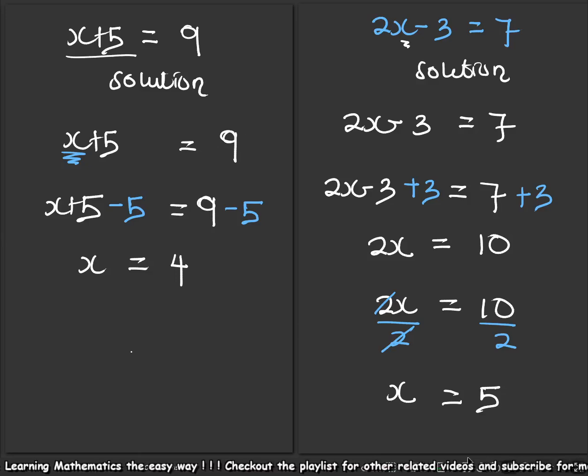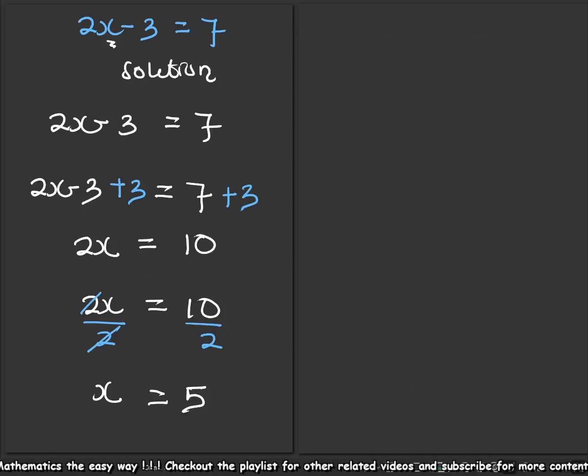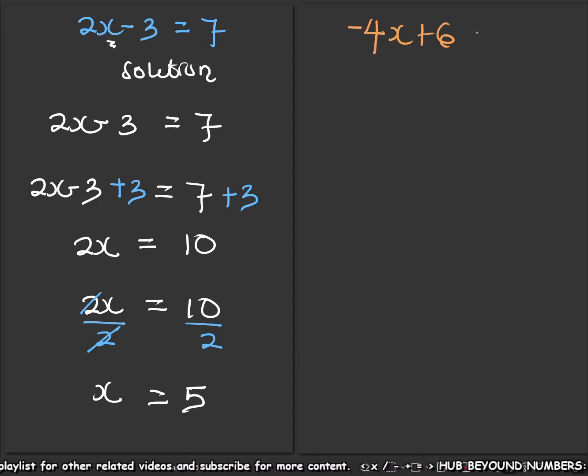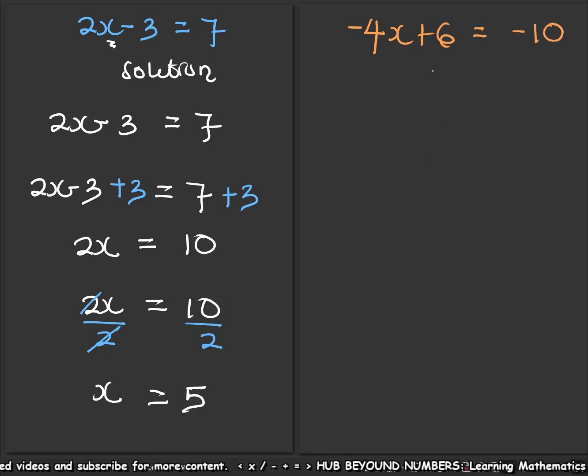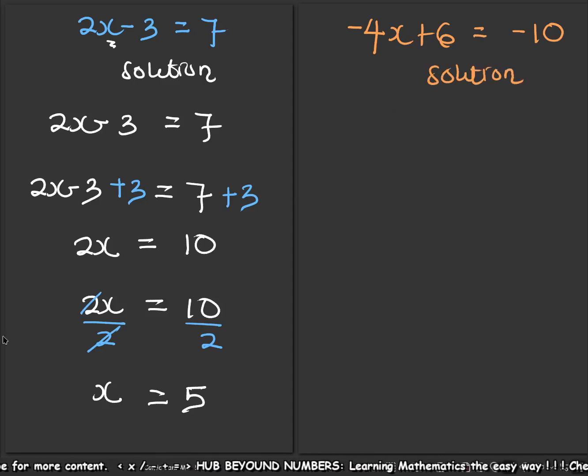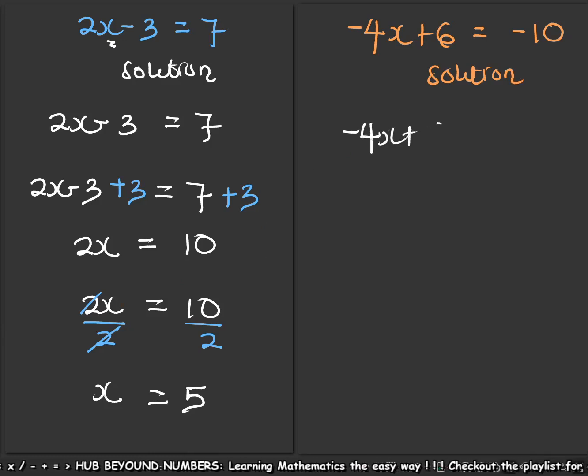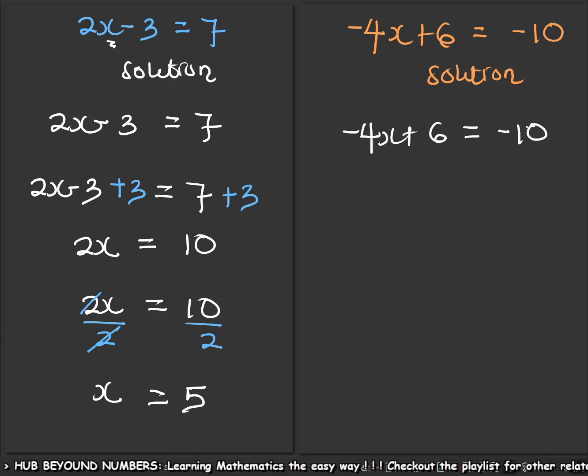Now let's look at one last one, which has to do with when you have negative numbers. So this here says negative 4x plus 6 is equal to negative 10. So our solution. Using the balancing method, we always want to make sure that whatever is happening at our left hand side is also happening on our right hand side.